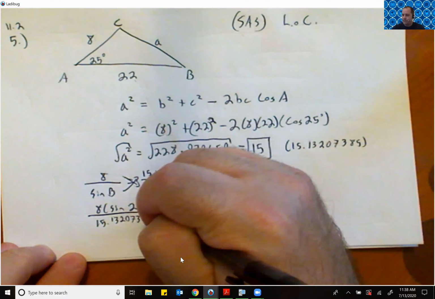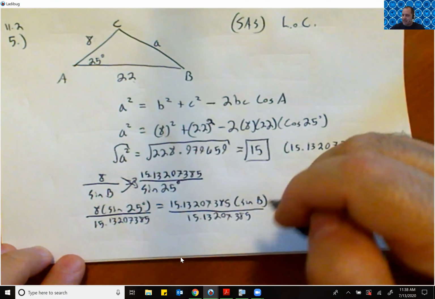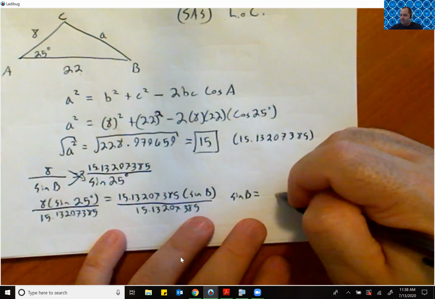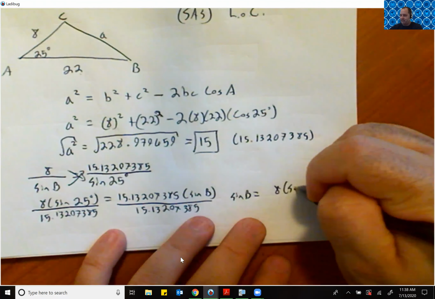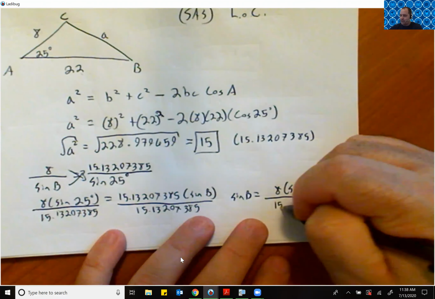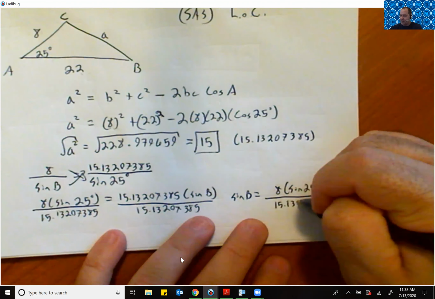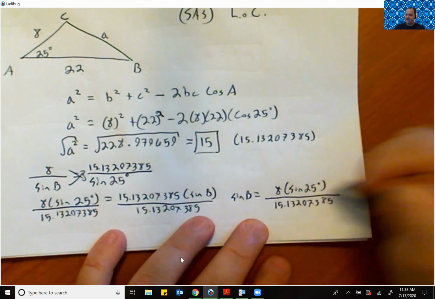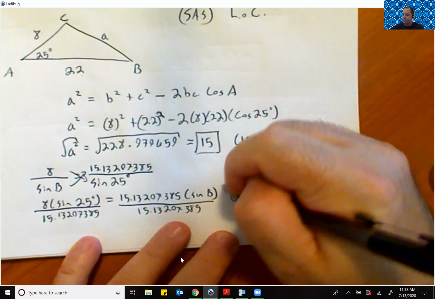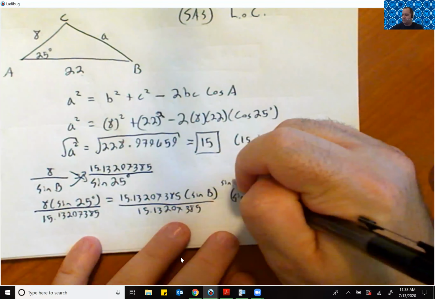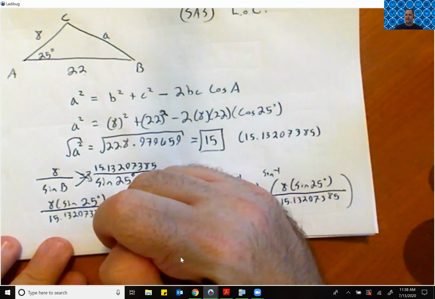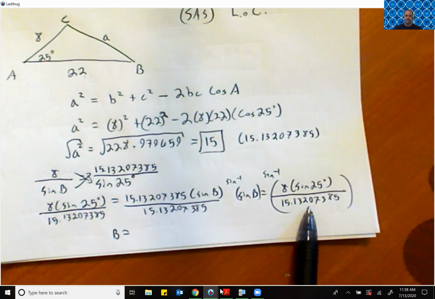So sine of B is equal to 8 times sine 25 degrees all over 15.13207385. How do I get B by itself? Sine inverse. You got it. Sine inverse. Muy bien. So B equals, we're going to go to our calculator, let it do the heavy lifting. Okay?